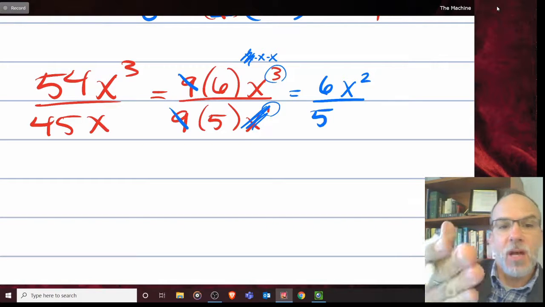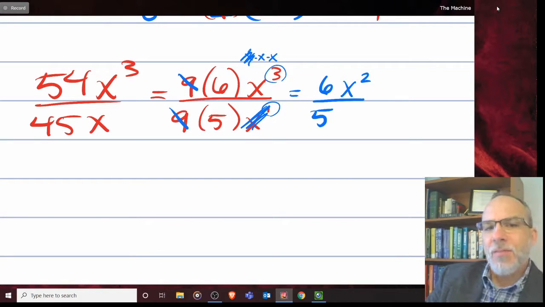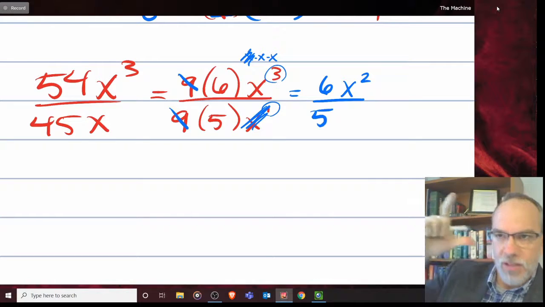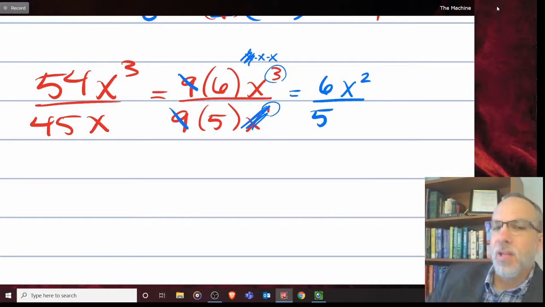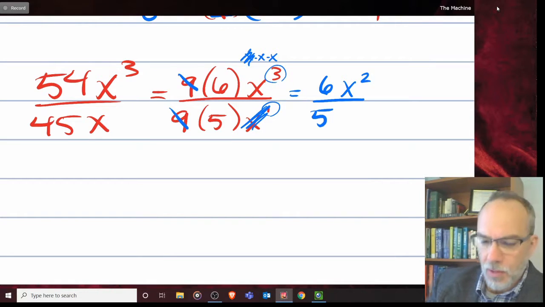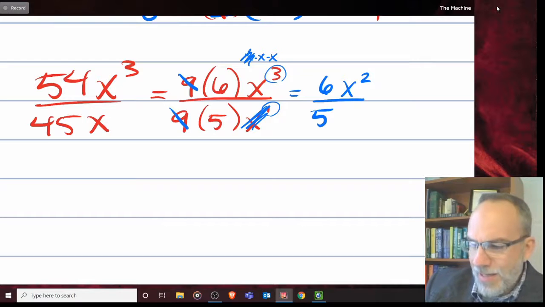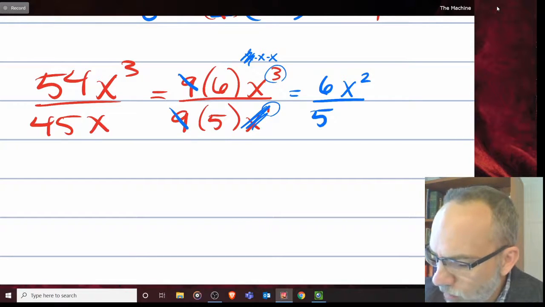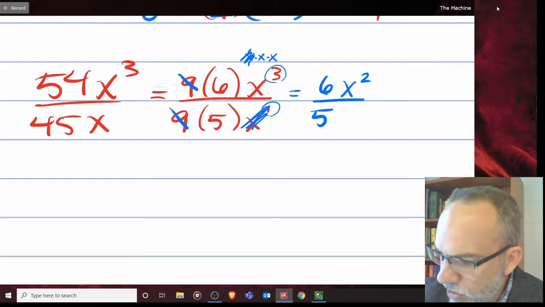So just like the 9s would cancel, what if x was 7s? I would have 7 times 7 times 7 on top and then a 7 on the bottom. And so one of the 7s on top would cancel with one of the 7s on the bottom. So it's just a number. So we treat it just like it would be a number. All right? So now let's discuss one more thing before we move on to another operation.